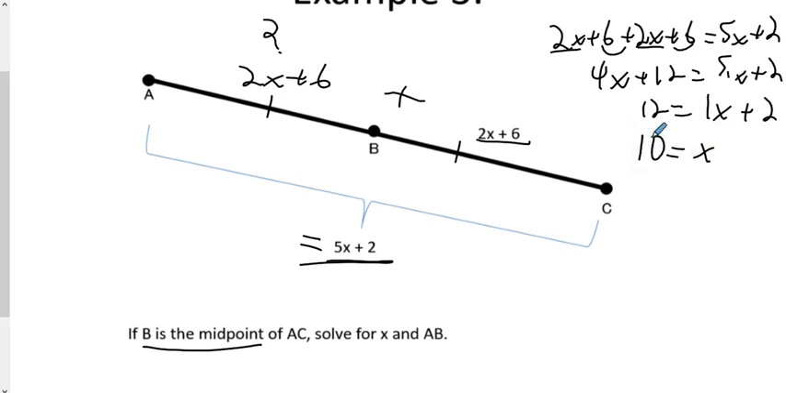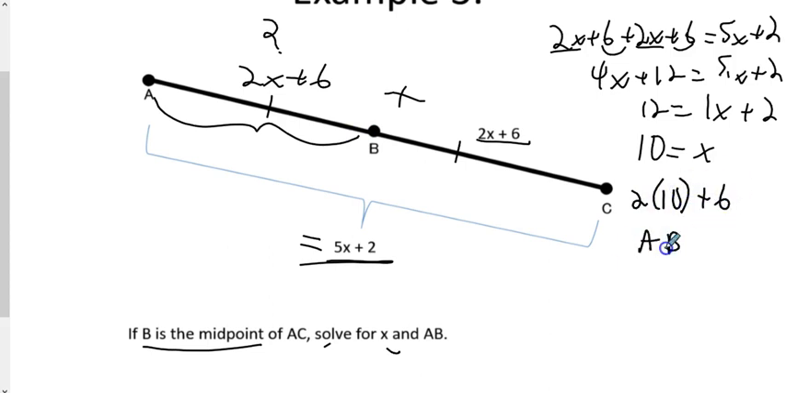Now, notice what it says. Solve for x and AB. What's AB? Just this piece here. So 2 times x plus 6, 2 times 10 plus 6. So AB is 26.